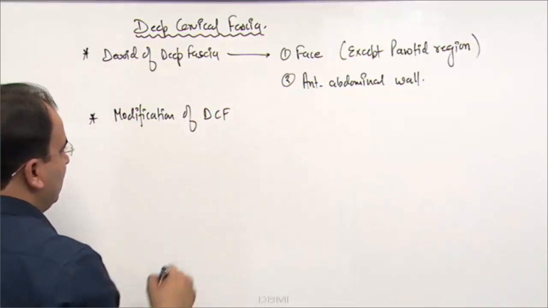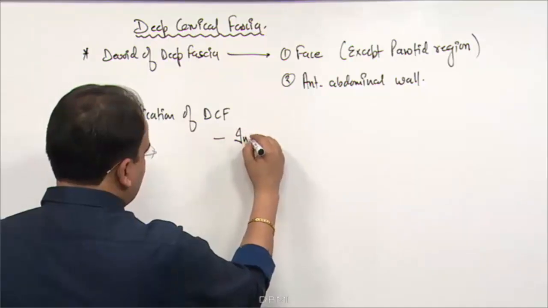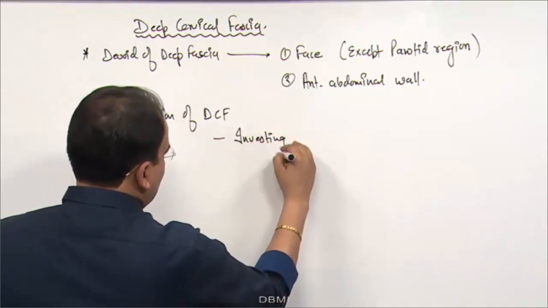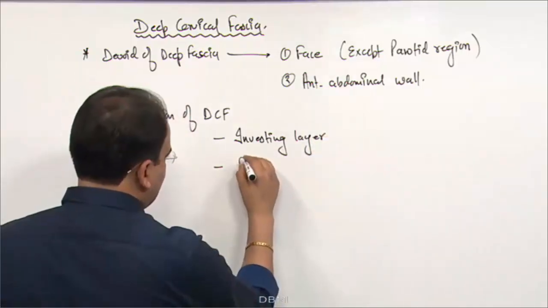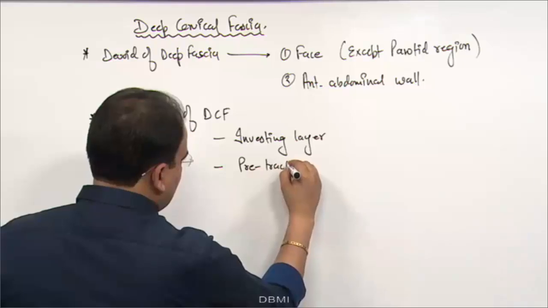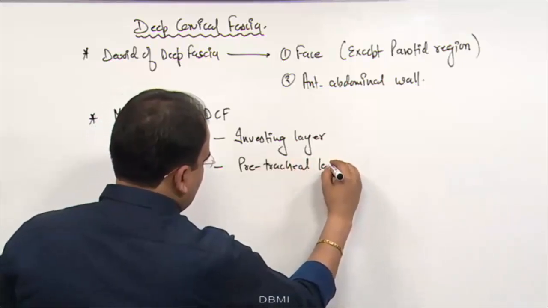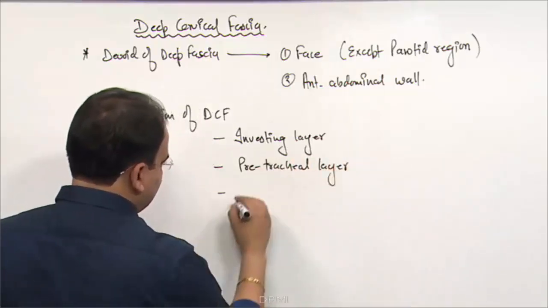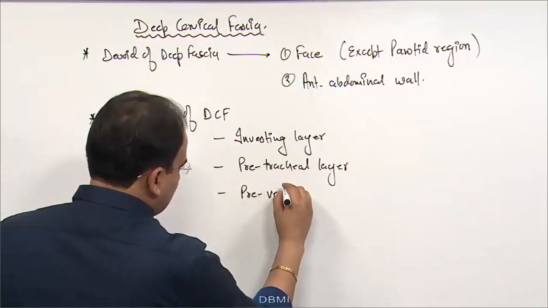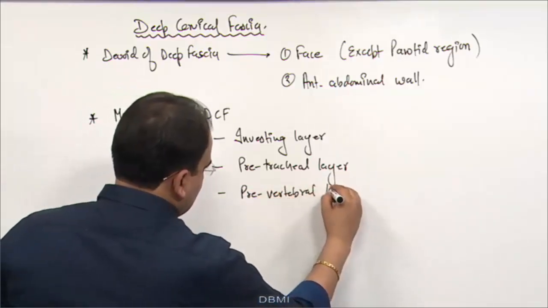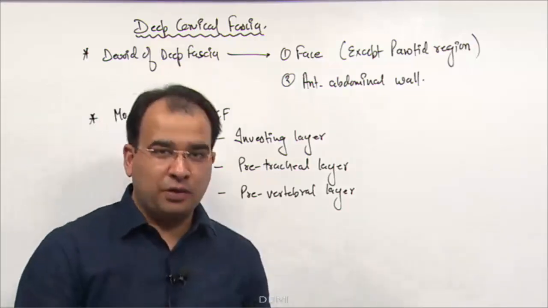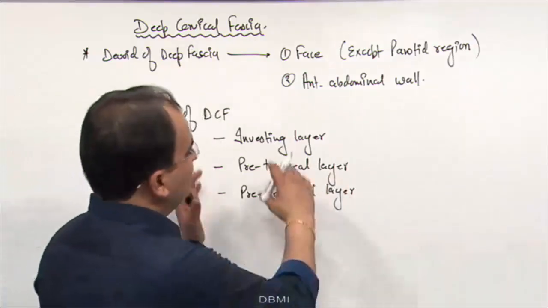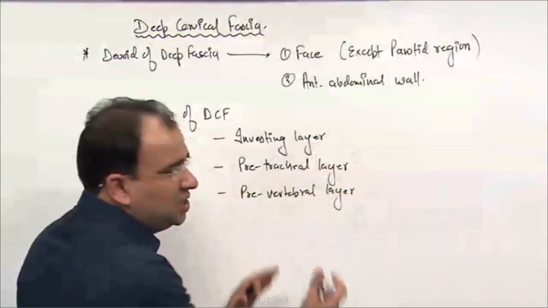And those modifications of deep cervical fascia are, we have three primary modifications called the investing layer, pretracheal layer, prevertebral layer. Investing layer, pretracheal layer, prevertebral layer. So these are the three primary modifications. And then we have modifications of modifications which are actually derived from these three only.